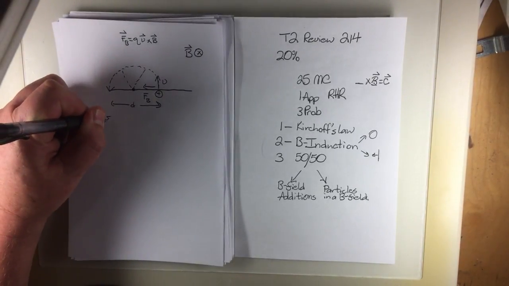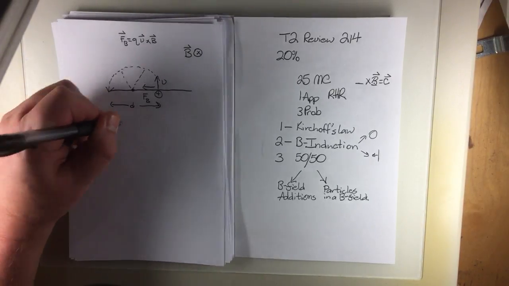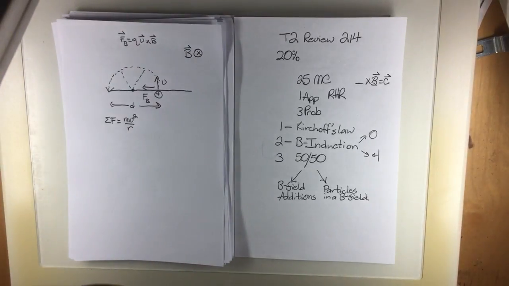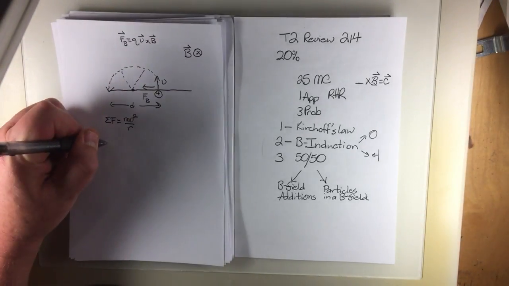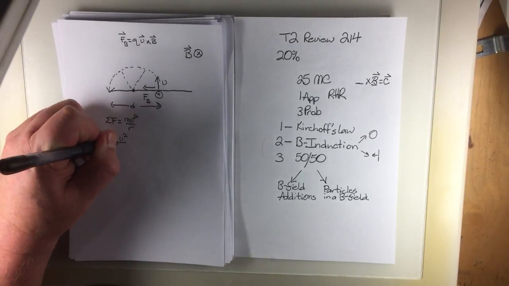In circular motion, the sum of the forces is equal to mv squared over r. For circular motion, it's mv squared over r. In linear motion, if it doesn't accelerate, then it is just 0 or ma. But because it's circular motion, that radial acceleration is v squared over r.